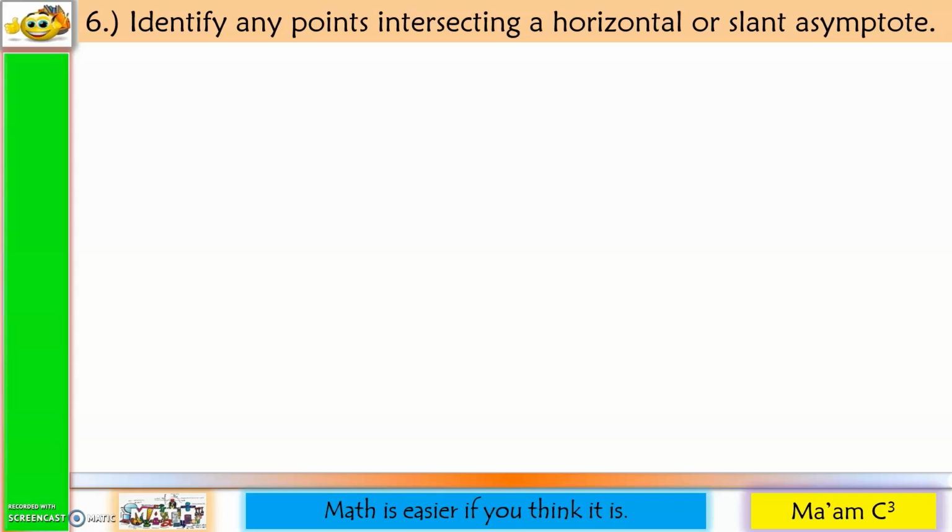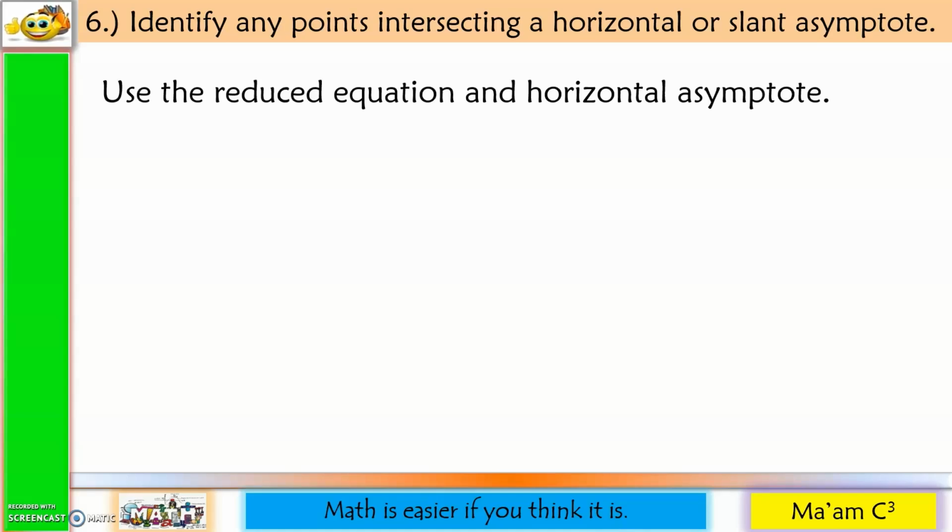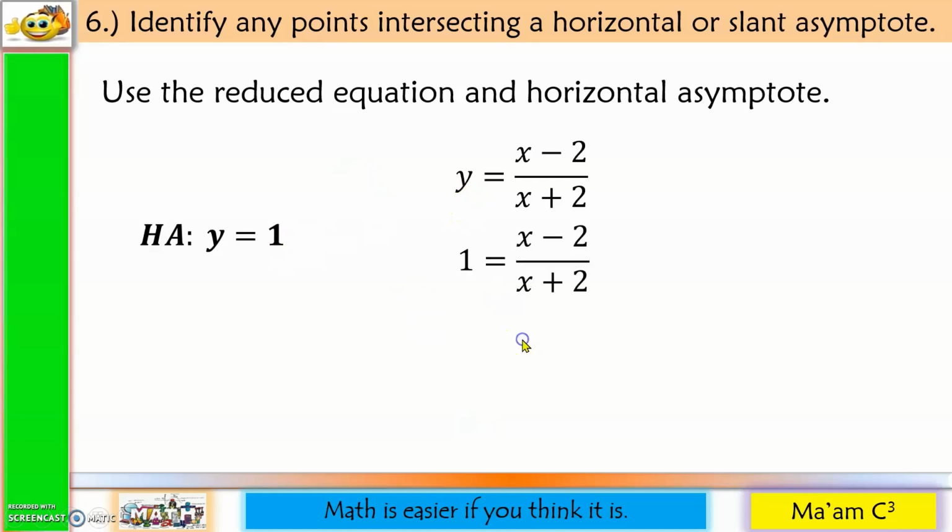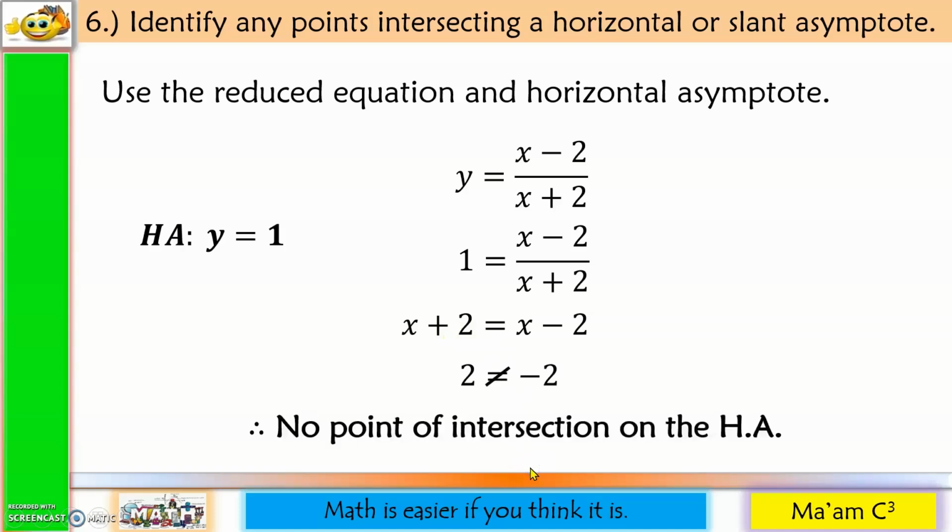Step 6. Identify any points intersecting a horizontal or slant asymptote. Use the reduced equation and horizontal asymptote. Our function is already in simplest form, and the horizontal asymptote that we get is y equals 1. So we substitute 1 here. So 1 equals x minus 2 all over x plus 2. Cross multiplication, so we have 1 times x plus 2 is x plus 2 equals x minus 2. The x's cancel out, leaving us with 2 equals negative 2. But they are not equal. Therefore, there is no point of intersection on the horizontal asymptote.